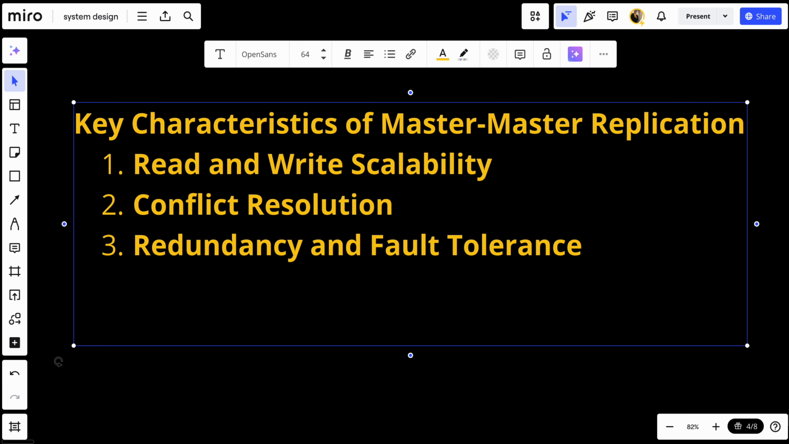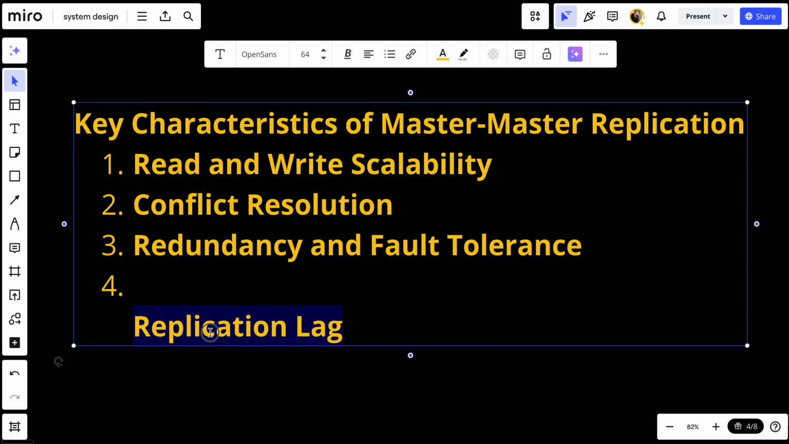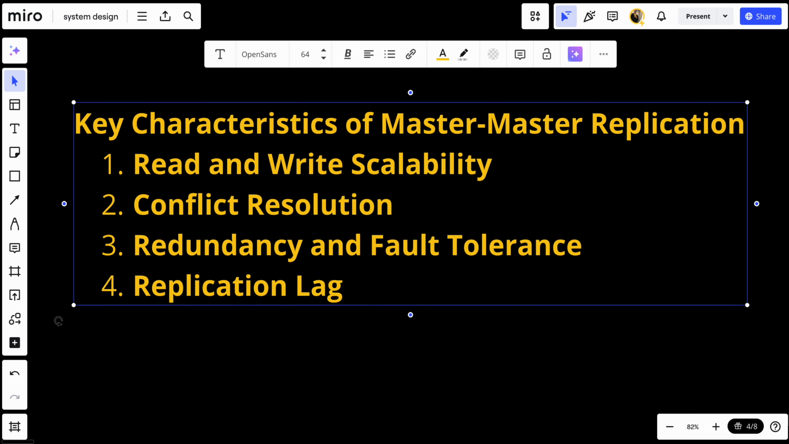And there is another thing that comes with it, which is the replication lag. As with asynchronous replication, there can be a delay, called replication lag, between when a write is made to one master and when it is propagated to other masters, potentially leading to temporary inconsistencies between nodes.